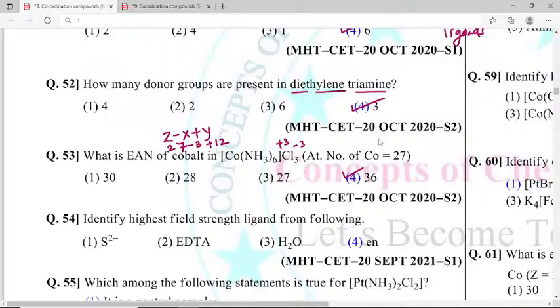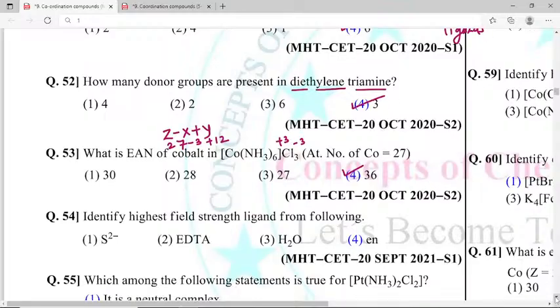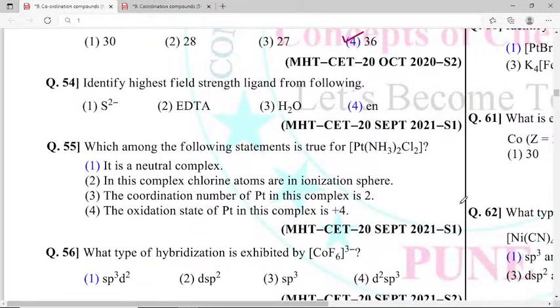Next question. Identify highest field strength ligand from the following. Highest field strength means strong field ligand. Strong field ligand. EN is a strong field ligand among them. Out of the options, ethylene diamine is a strong field ligand.